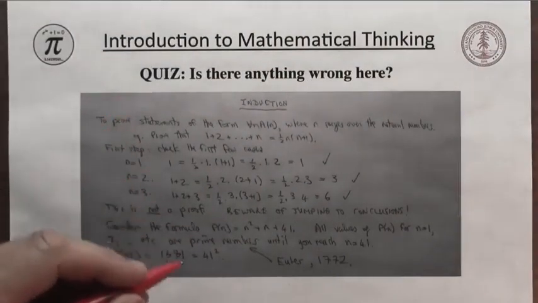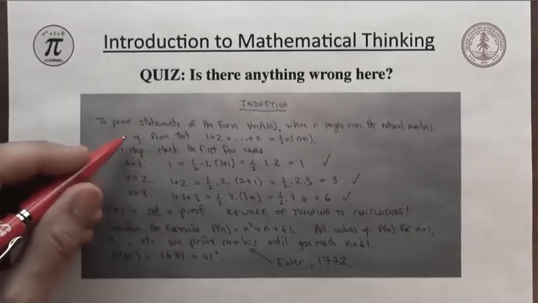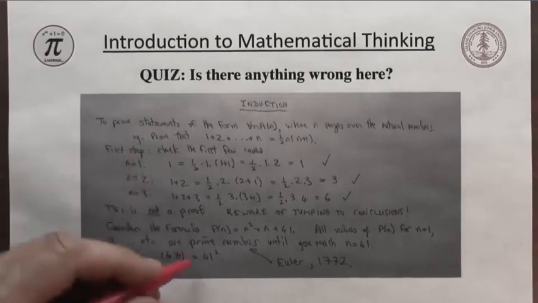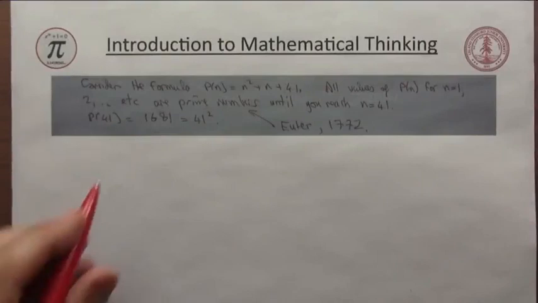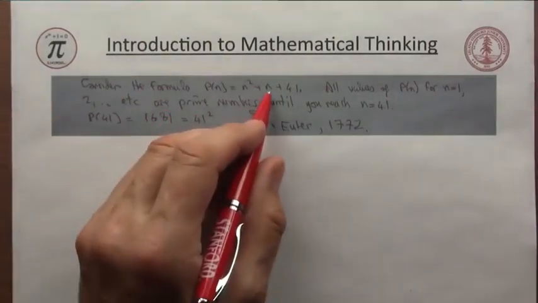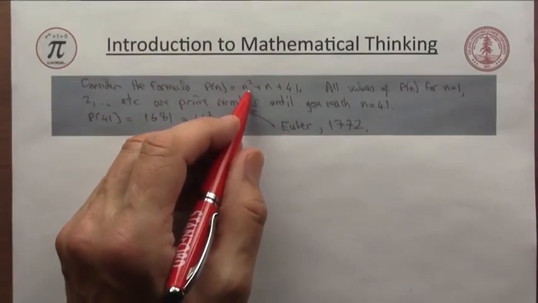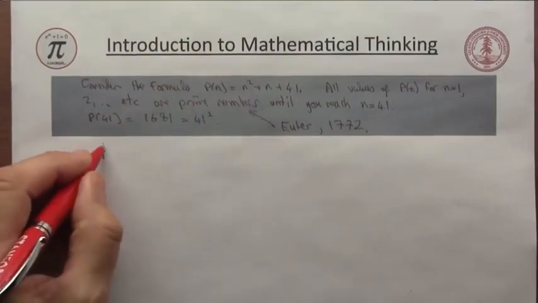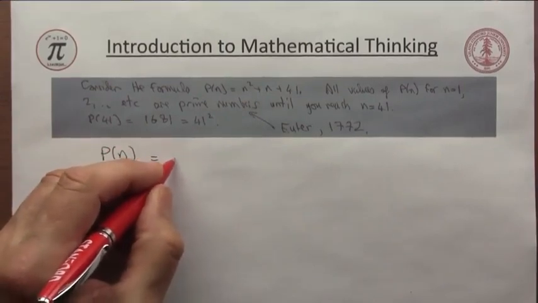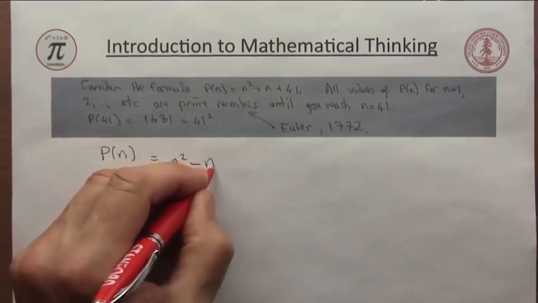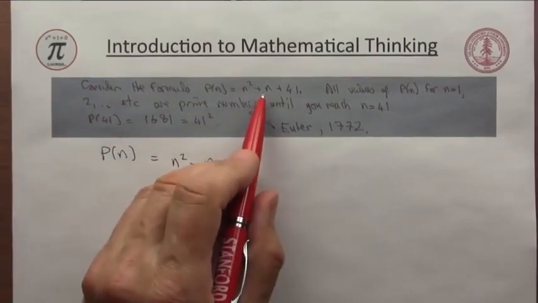When this screen came up about a quarter of an hour into the lecture, did you spot anything wrong with it at the time? Can you see anything wrong with it now? Well, the problem's in here. This isn't the polynomial I meant to write down. What I meant to write down here was the polynomial p of n equals n squared minus n plus 41. I got the sign wrong.